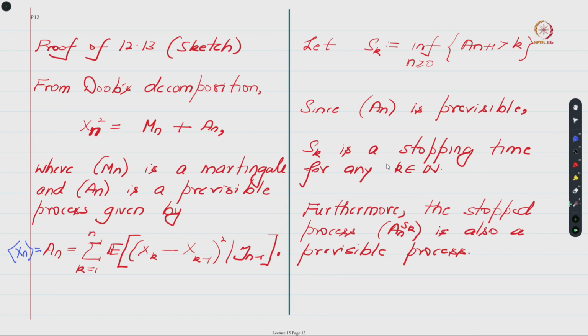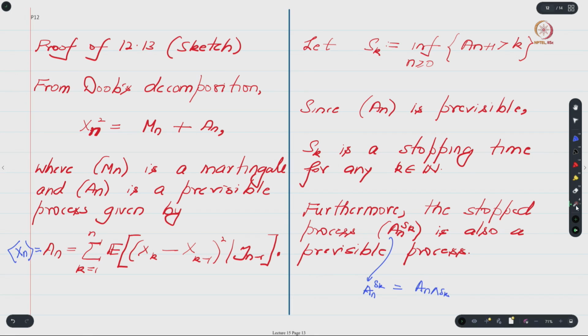I encourage you to prove this, I am not proving this. Separately one can show that the stopped process A_{n∧S_k}. So what is A_{n∧S_k}? It is basically A_{n min S_k}. So this is what A_{n∧S_k} is.